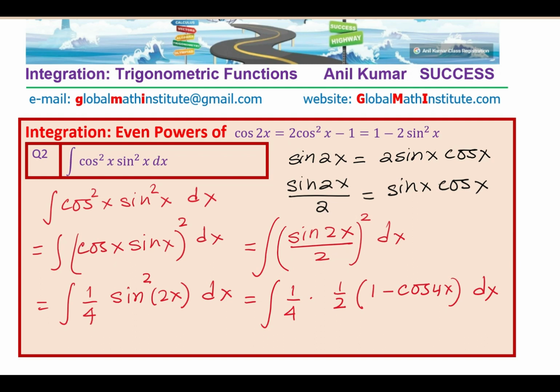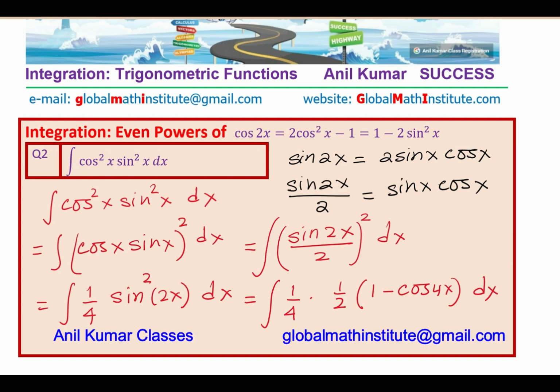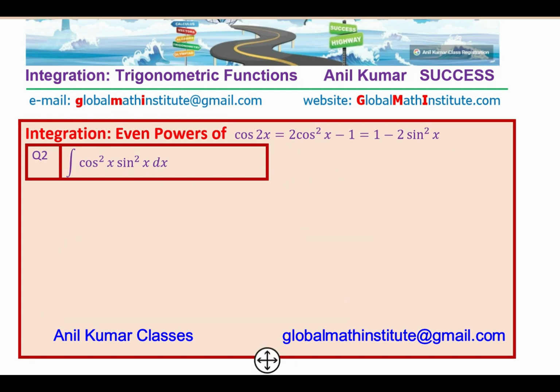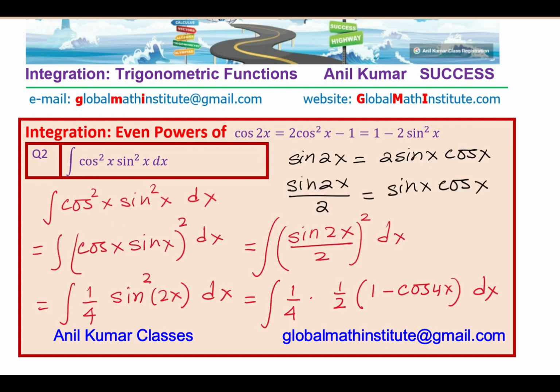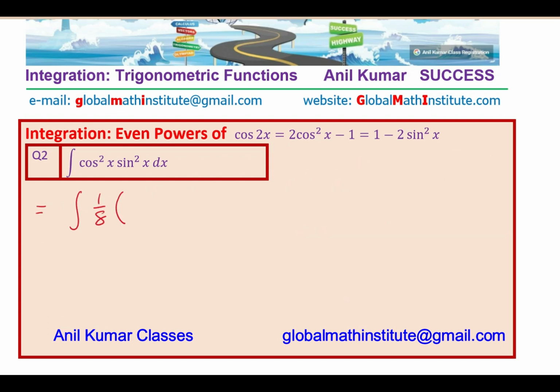And now it becomes easier for us to find the integral, right? So we have 1 over 8 times (1 minus cos 4x) dx. Let's take it to the next page, right? So we can see that we can write this integral as 1 over 8 times (1 minus cos 4x) dx.